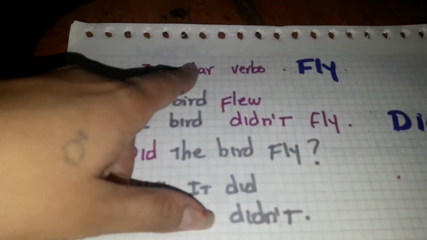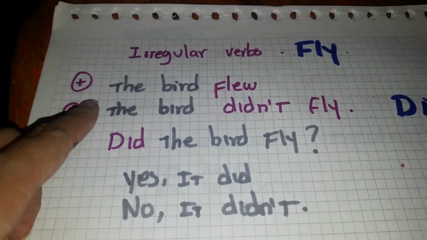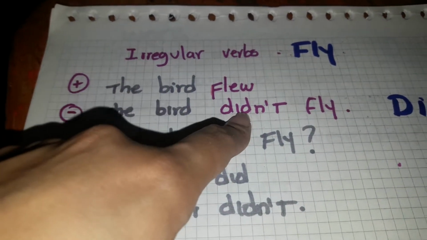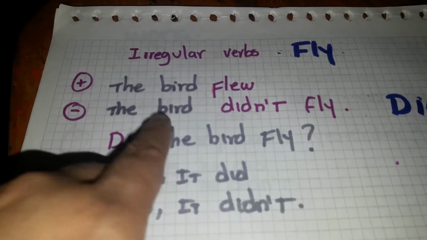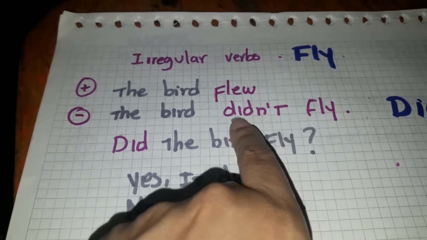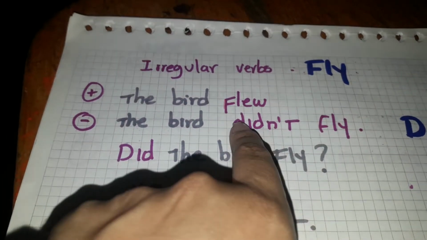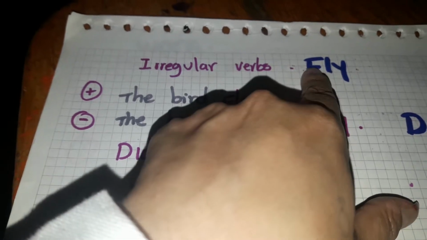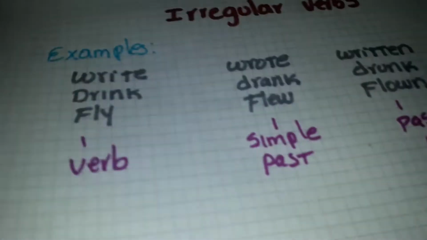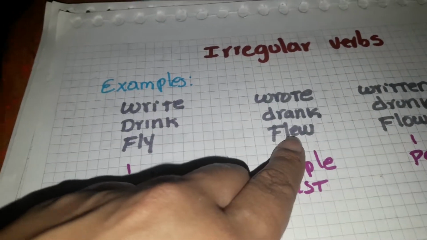Okay, here is an example. It is irregular, fly, okay? The affirmative, the bird flew. The negative, the bird didn't fly. This is the auxiliary, didn't or did not. Pay attention. What is the auxiliary? Did, didn't. In this case, when you use the auxiliary, the verb fly is in the same form, fly. Remember fly, flew, okay? Flew is the past.